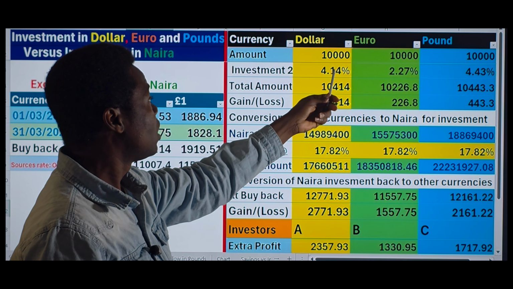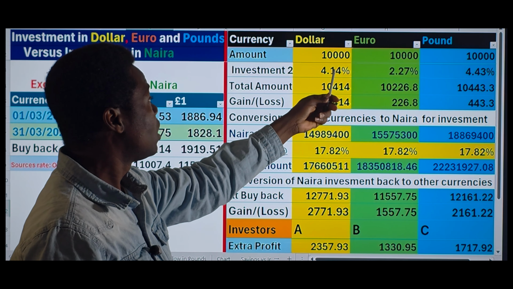This is the gain investor A will make for investing $10,000 in USA Treasury bill at an interest rate of 4.14%, $414. Now, if investor A is to invest this $10,000 in Nigeria Treasury bill, he will need to convert this $10,000 to Naira first before he can invest it in Nigeria Treasury bill at an interest rate of 17.82%.